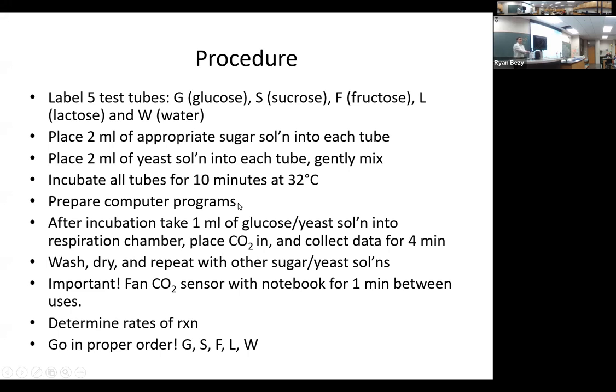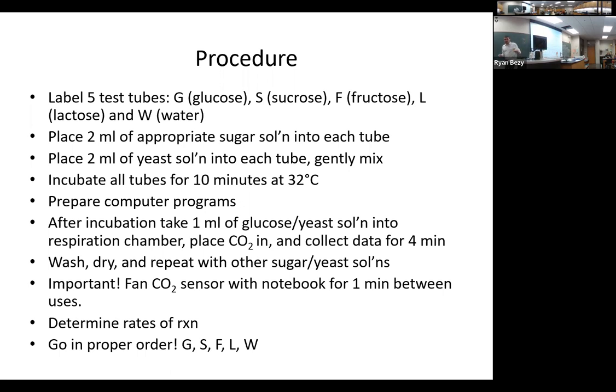Okay. In essence, what you're going to do is, and I think some people have already started this from what I've been watching, you're going to label 5 different test tubes. One of them is going to be labeled for glucose, 1 sucrose, 1 fructose, 1 lactose, 1 water. And you can just write GSFLW at the tops of the tubes. You're going to place 2 mils of the appropriate sugar solution in each tube. You have those sitting out in the middle in the conical tubes. You should have the sugar solutions. You're then also going to place 2 mils of a yeast solution into each tube.